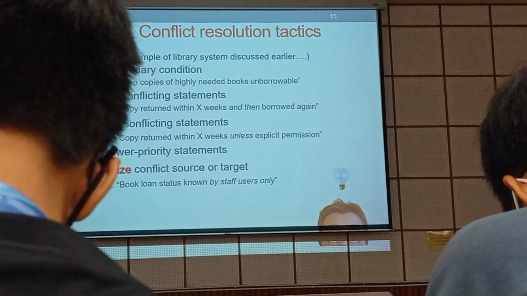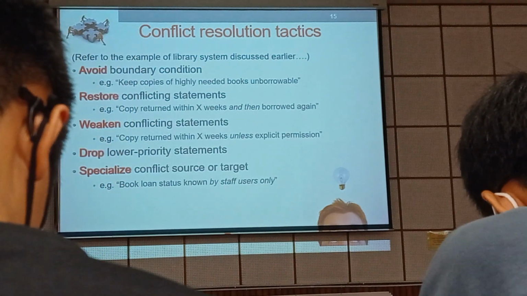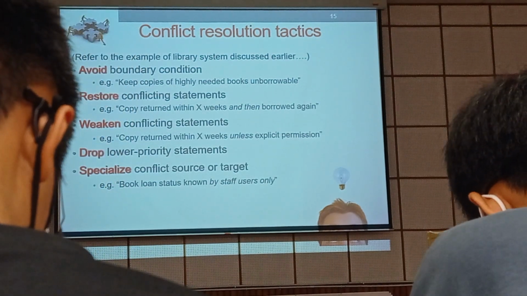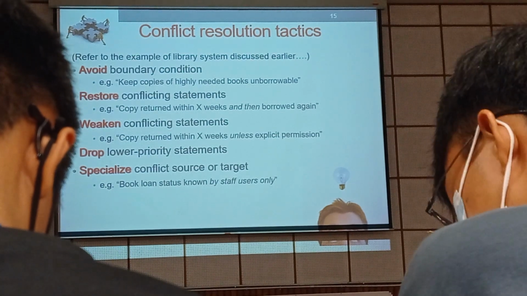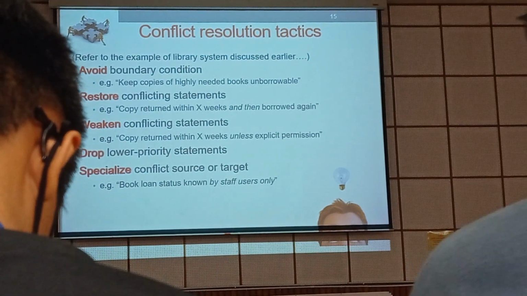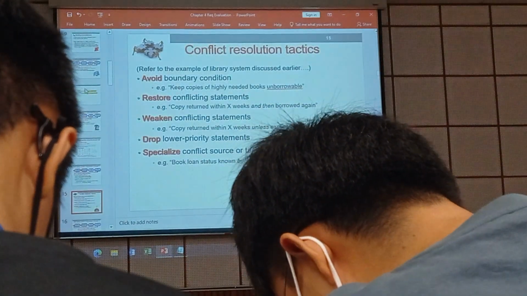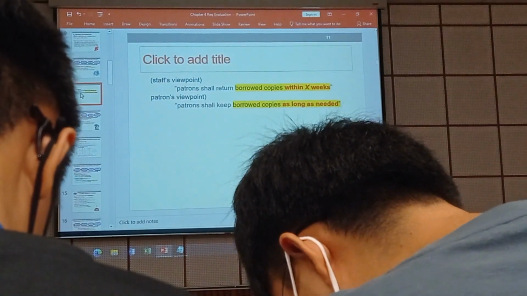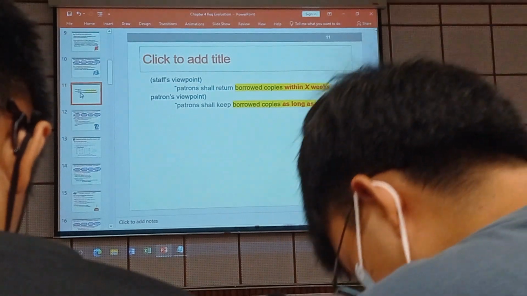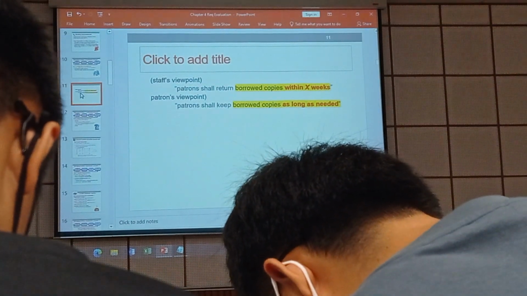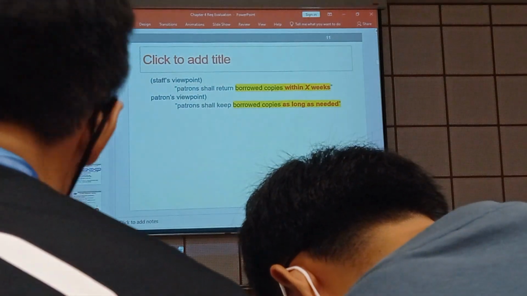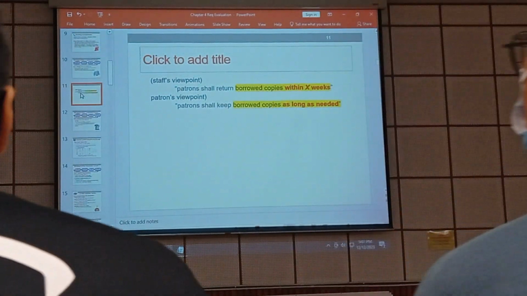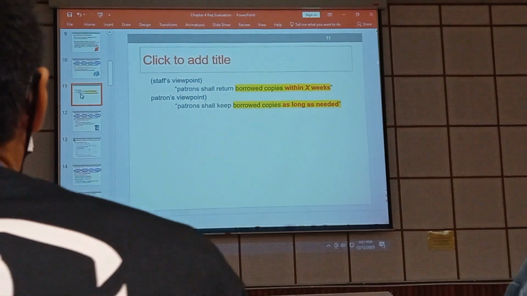Understand? Okay, the fourth one, drop. I know everyone will go for this because it's the easiest way. You see which one is lower priority. Now tell me, I have two. Which one would you consider as lower priority? For the library system, which one is considered lower priority? Anyone? You cannot simply say lower priority. You must have justification to say so. So which one is lower priority?